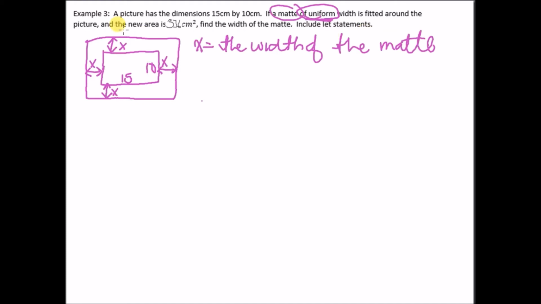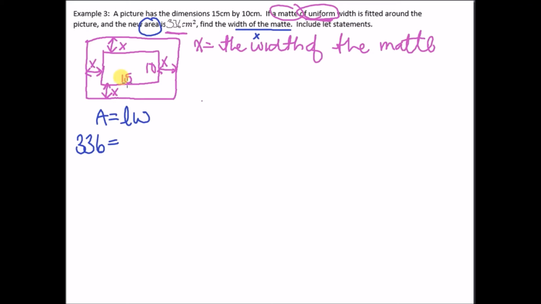Okay. Now the new area, so we know 15 by 10 is just the picture, but when there's that mat around it, the new area is 336. So find the width of the mat. What we're trying to do is find x. In this question, it doesn't give us an equation, so we have to make up an equation. We're given the area, so I would use area equals length times width. So let's sub in 336 equals, well, let's talk about the length and the width now.